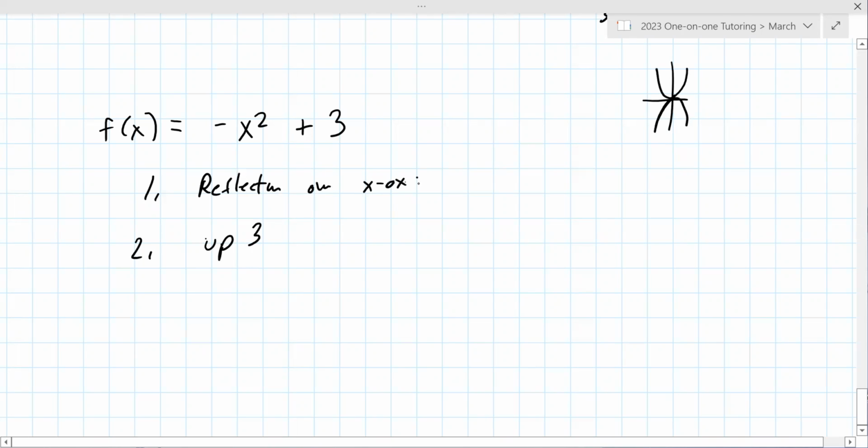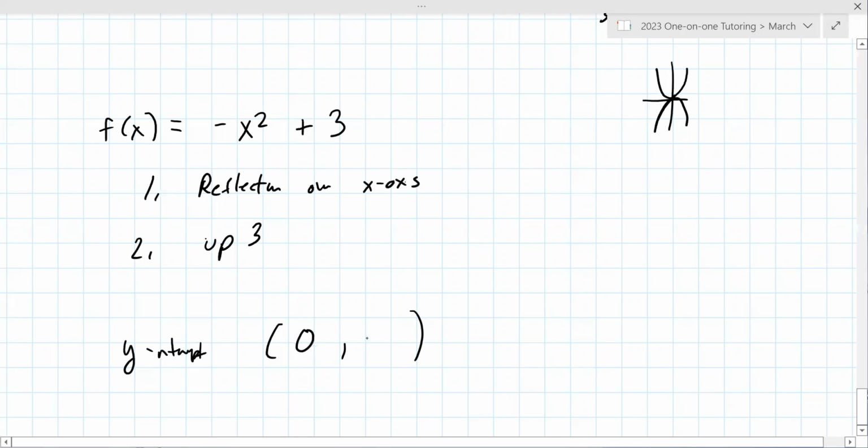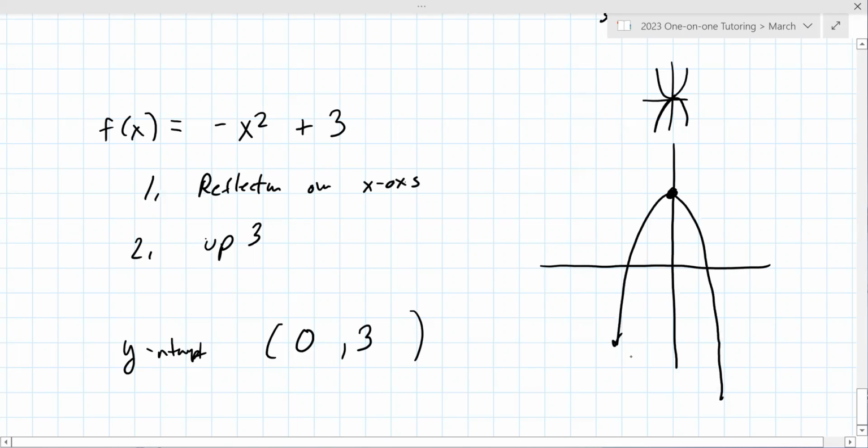Okay. The next thing is to find the y-intercept. Can you do that for me? Would it be 0, +3? Yes. So if we go to our graph, 0, +3, it opens down because it's a reflection over the x-axis, so it looks something like this.